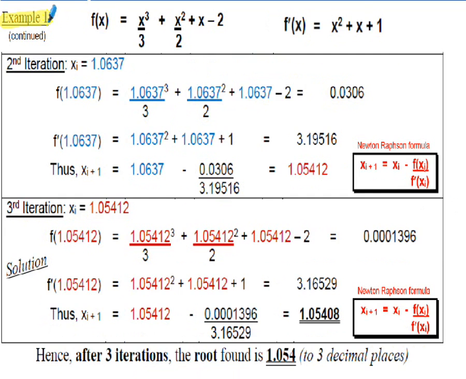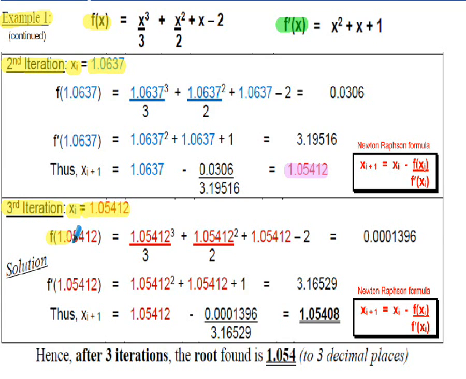So example 1 continued. Again, I've repeated my function of x equation and my function dash x equation here for convenience. I've also repeated the second iteration from the previous slide for convenience. We use an xi value of 1.0637, and using the Newton-Raphson technique, the next estimate was 1.05412.